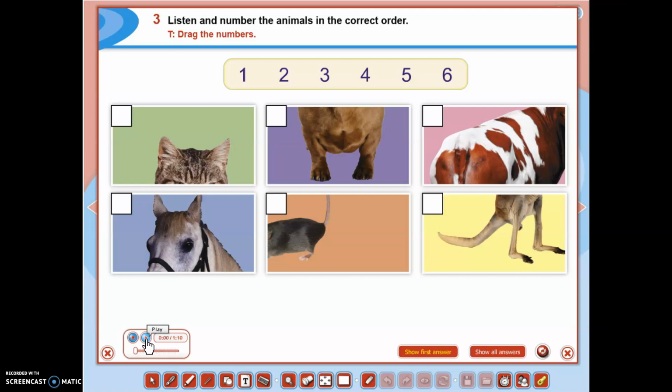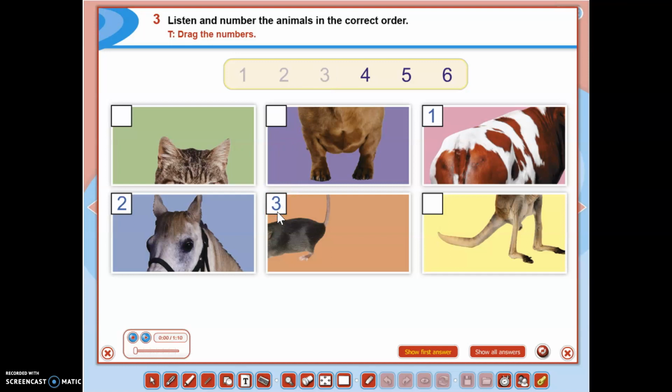Okay, let's do it together. Number 1 is a cow. A cow. بقرة. A cow. Number 2 is a horse. A horse. Where is the horse? This is the horse. Horse. Number 3 is a mouse. Where is the mouse? Here is the mouse. Number 3.